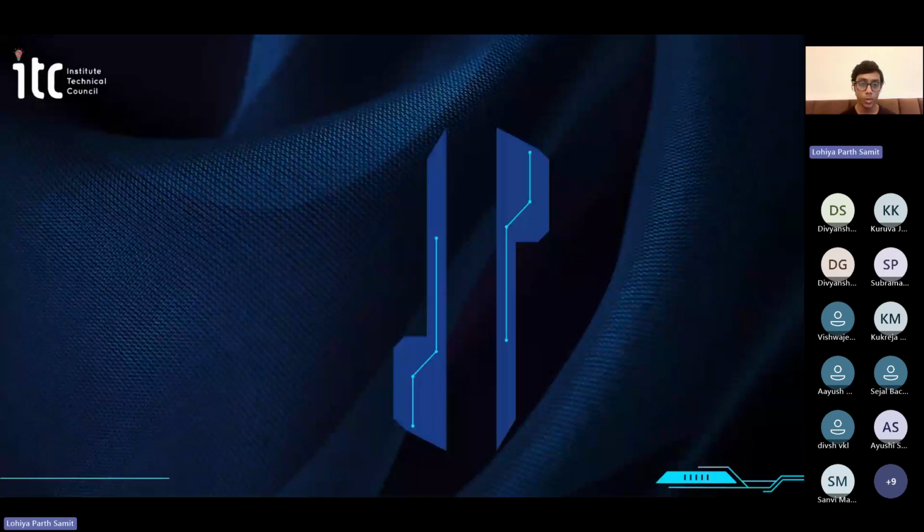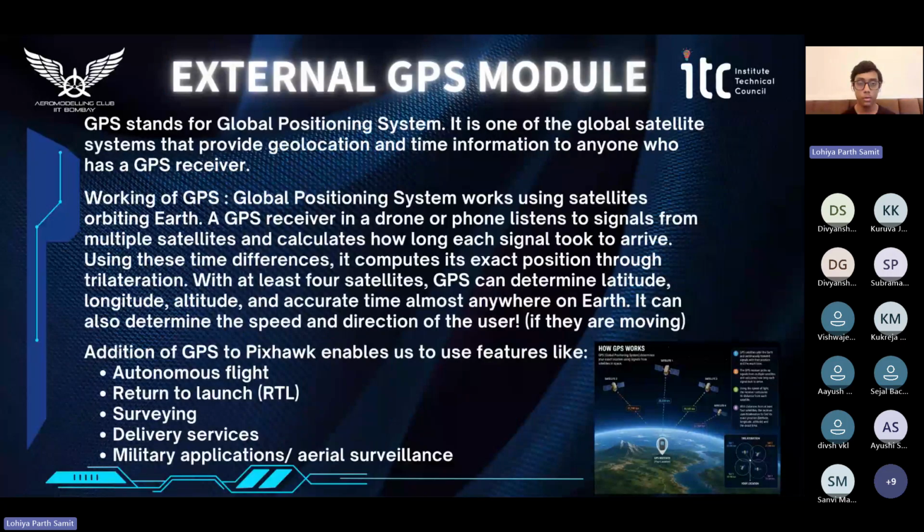Moving on to the external GPS module that can be attached. GPS, as we may know, stands for Global Positioning System. It is one of the global satellite systems that provides geolocation and time information to anyone who just has a GPS receiver. Now, the working of GPS: it works using the satellites orbiting the Earth. A GPS receiver in a drone or a phone listens to these signals and calculates how long each signal took to arrive at that position. Using this time difference from different satellites, it computes its exact position through a trial iteration process.